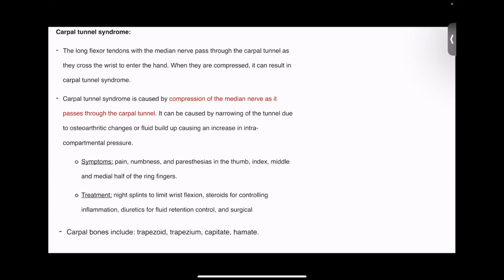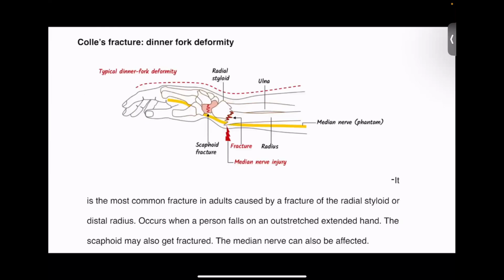Then we have carpal bones, which I'm pretty sure you guys know: trapezoid, trapezium, capitate, hamate, and we've already talked about scaphoid. Now, this Colles structure is also known as dinner fork deformity. It's basically a clinical representation. That's why we call it dinner fork.